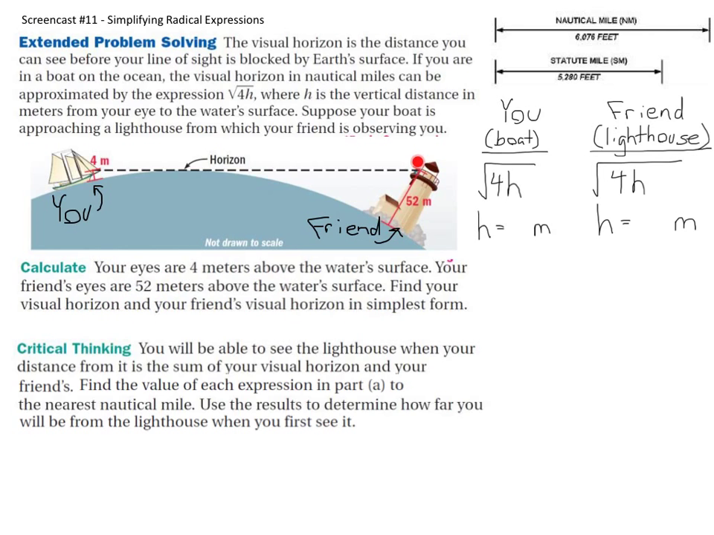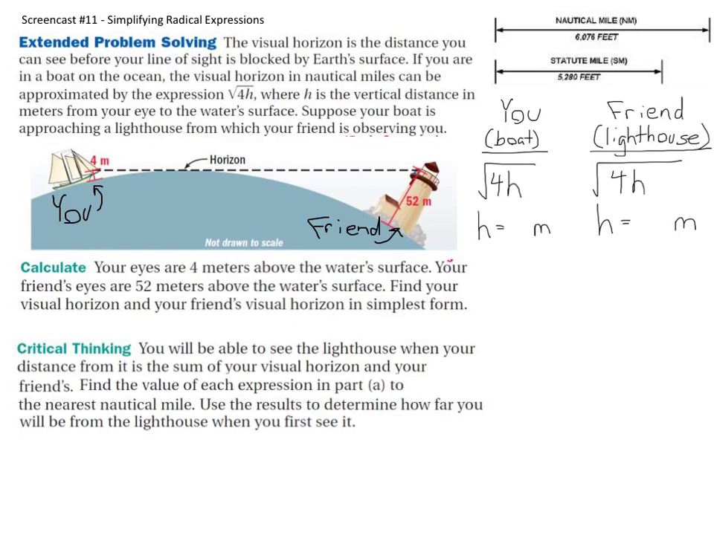So your friend, who's all the way up probably at the top of the lighthouse here, if you measure from your friend's eyes down to the surface of the Earth, we're talking about a 52-meter distance. Now remember what those things are. If your eyes are 4 meters above the water surface, and your friend's eyes are 52 meters above the water surface, that's right. They have just given us h, the vertical distance for both us and our friend. We have to find your visual horizon and your friend's visual horizon in simplest form. All right, so let's get to it.